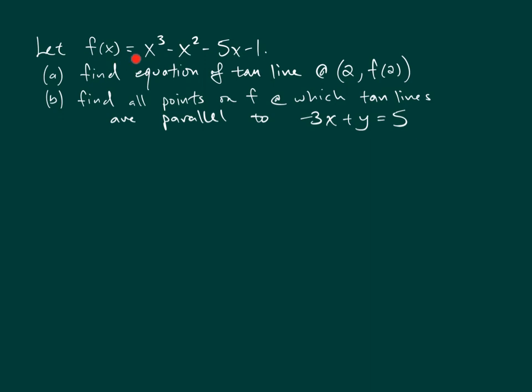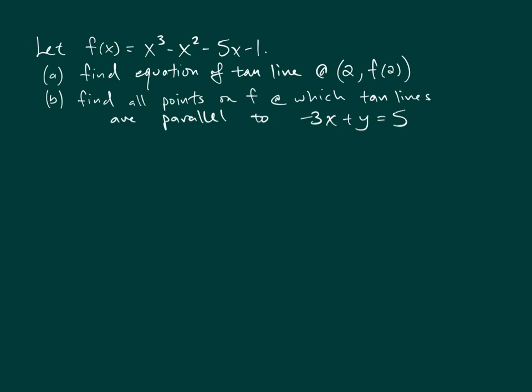For this particular function, we are asked to do two things here. The first of which is find the equation of a tangent line to the graph of f of x at the point 2, f of 2. So to do that, we need to first find the derivative so we can find out what the slope of the function is at this particular point.